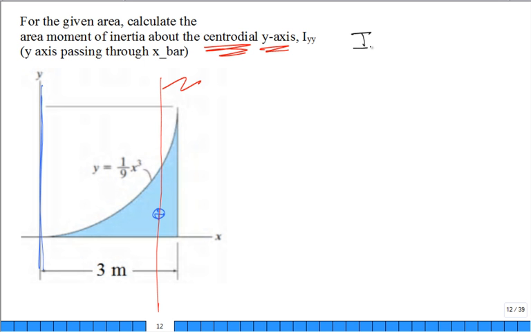Sometimes they'll put I sub y bar, or I sub y sub c. What does the subscript c or the bar on top mean? It's not the y-axis for the whole coordinate system. It's the centroidal. Sometimes they'll put I sub y prime. You just have to pay attention to what book you're looking at. But there's an axis right here. It's the y-axis through the centroid of that area. How do I calculate that one?